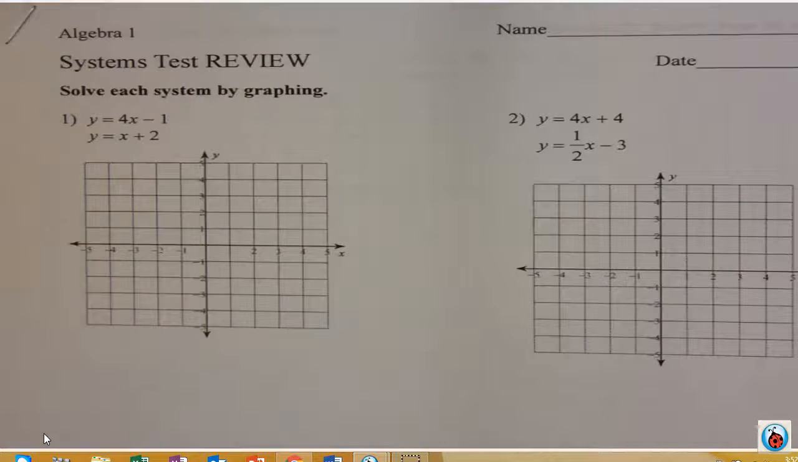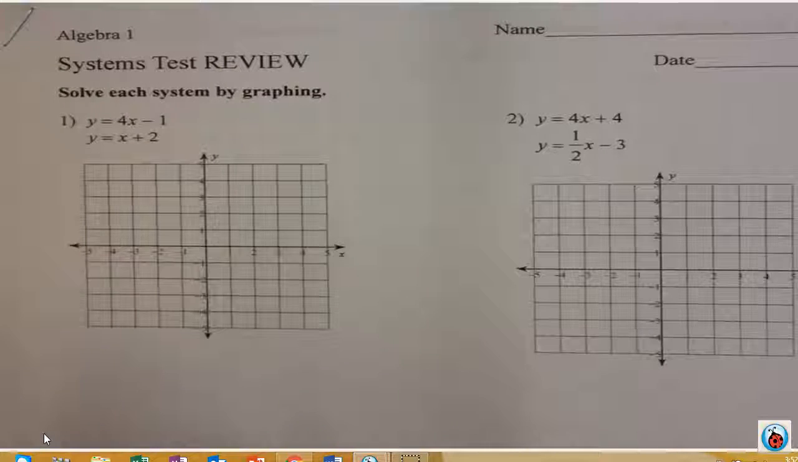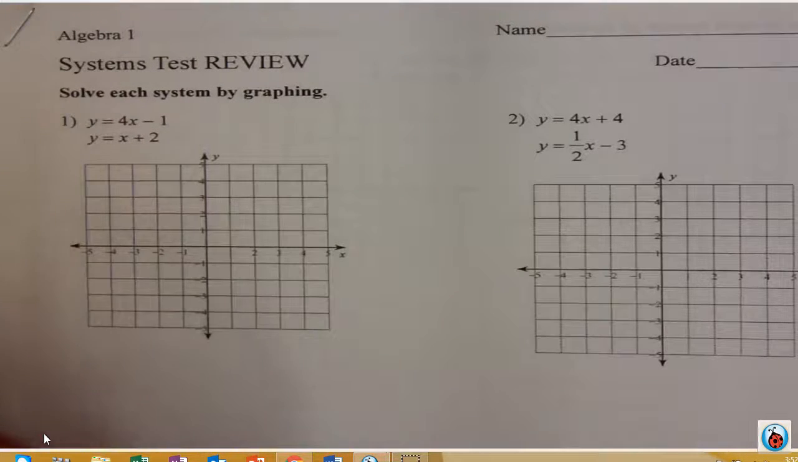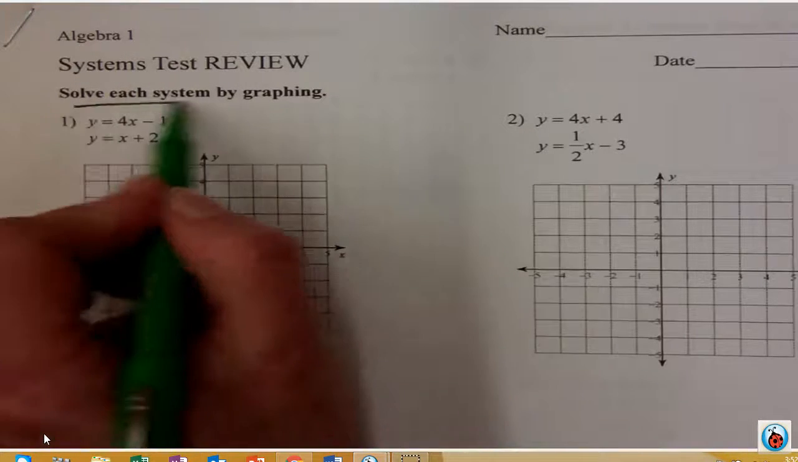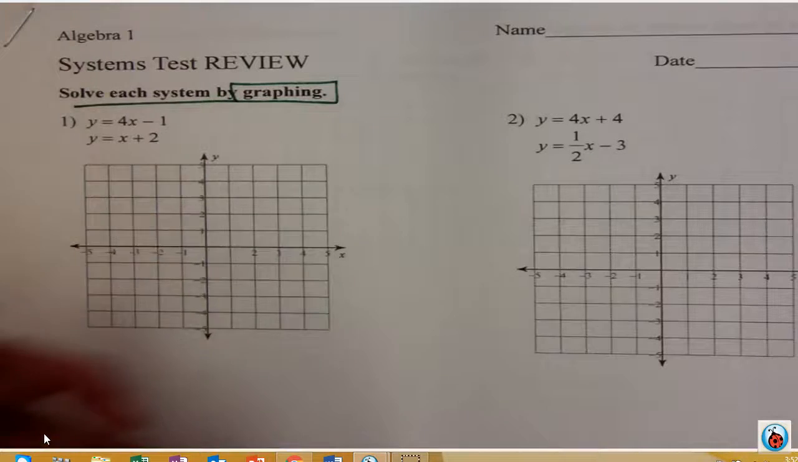Alright, so let's get started. I'm just going to work the odd problems. So, number 1, we're going to solve each system by graphing.